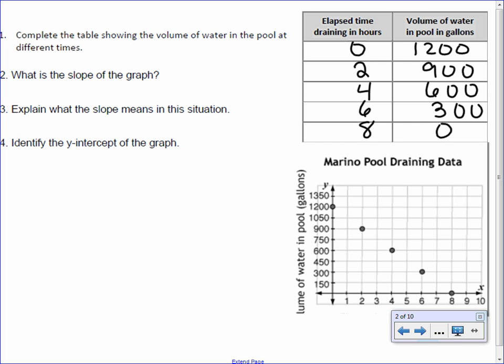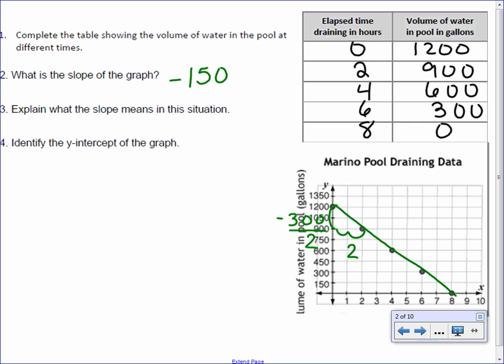They ask us to calculate the slope of the graph. So I know that it goes in a negative trend, so therefore my slope has a negative sign. I go ahead and count how much did I go down. Well, I went from 1,200 to 900, so that's a difference of 300. And I went from 0 to 2 hours, so it's 300 divided by 2, which if you actually simplify it, that gives you a slope of a negative 150.